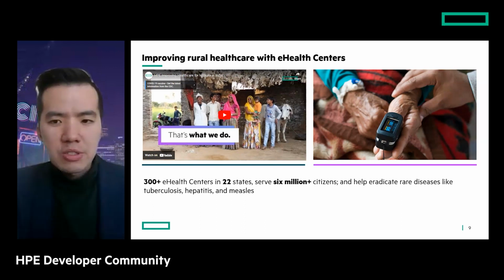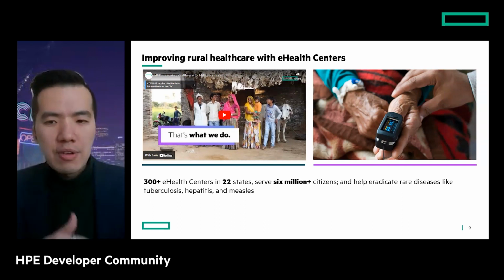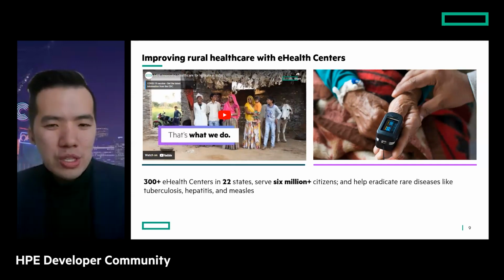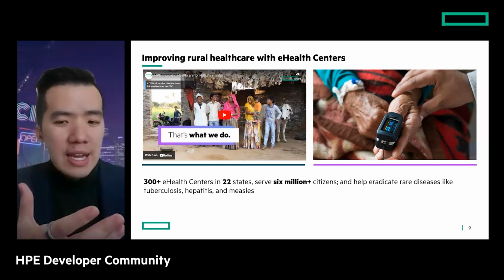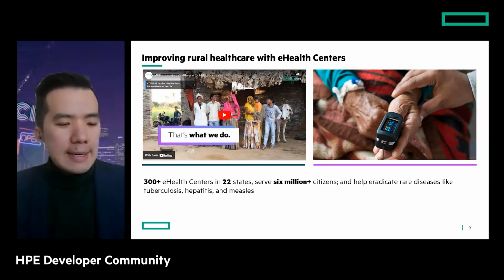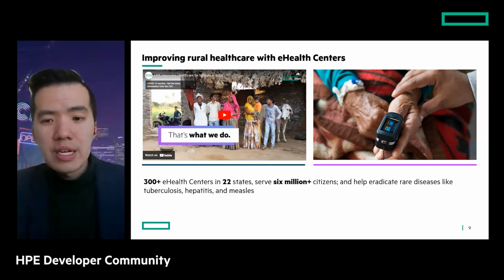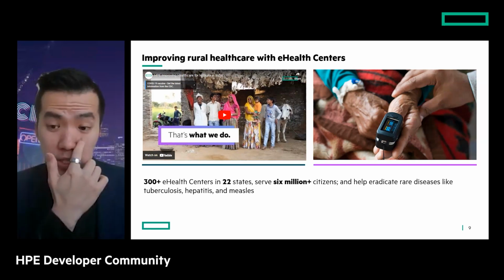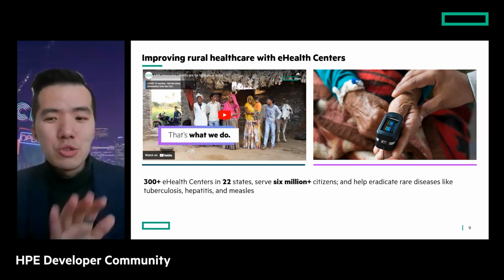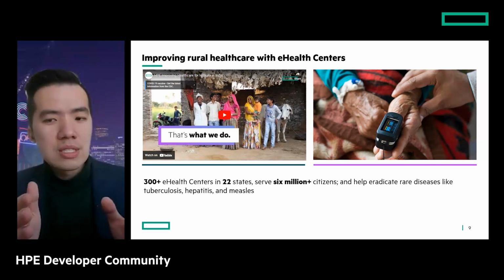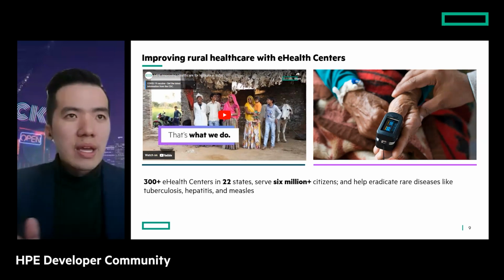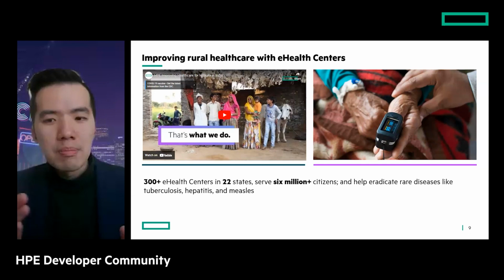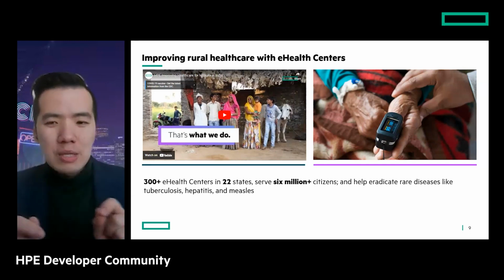So these eHealth centers are cloud-enabled, have a biometric-enabled application running, and allow for seamless integration with the government's platform to digitally track, say, vaccination status with COVID, for example. And the partnership is continuing to grow, right? We are working with the United States Agency for International Development to use our eHealth centers for TB detection and diagnosis.